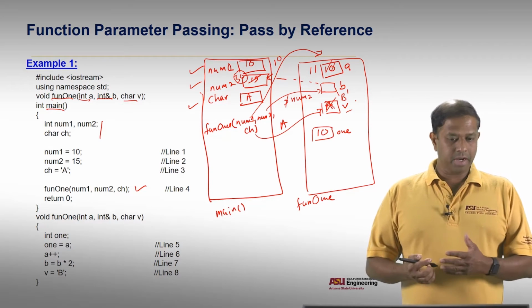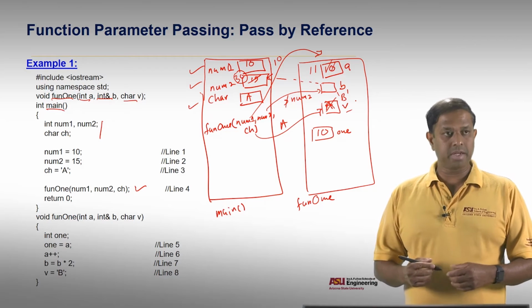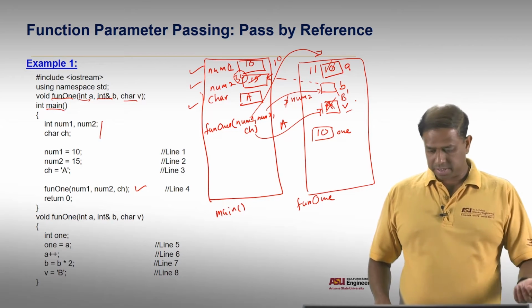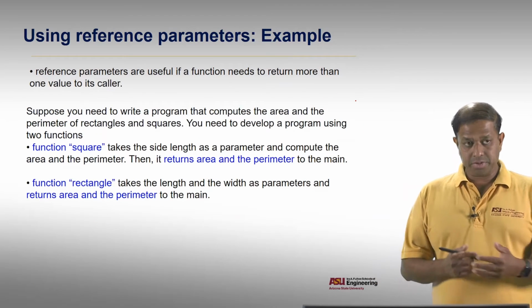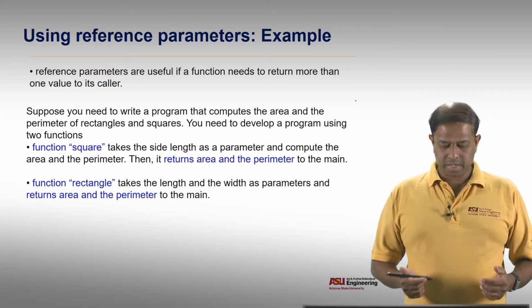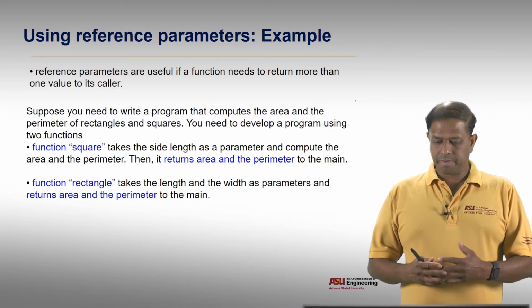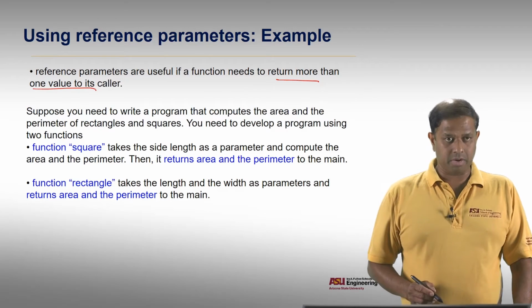So when you're writing a method, we can write it in a way that we have pass by value as well as pass by reference techniques in combination. All right, now why do we do something like this? Usually we have pass by value and pass by reference in combination, especially when the function wants to return more than one value to the caller.